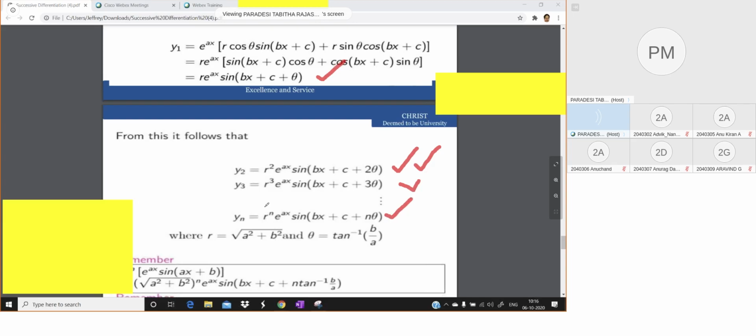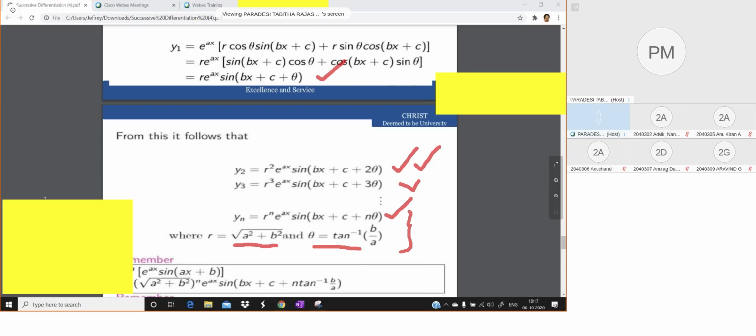But you cannot just put this as your nth derivative because you made a substitution. What is it you've substituted? Wherever r is there, you have put a square root of a square plus b square. Wherever theta is there, it's a tan inverse b by a. These are variables you have introduced. So what they mean, you should write. So this whole thing will become the nth derivative.